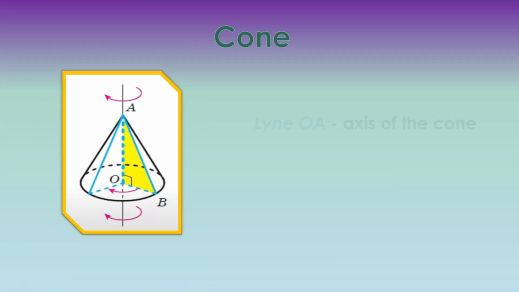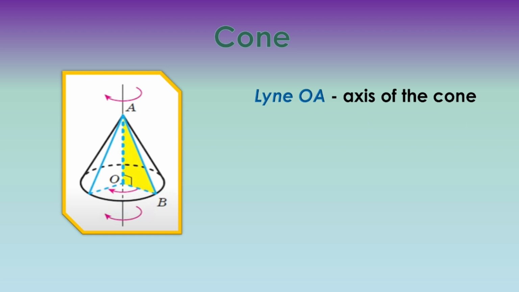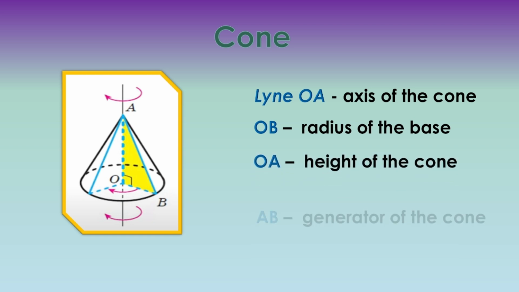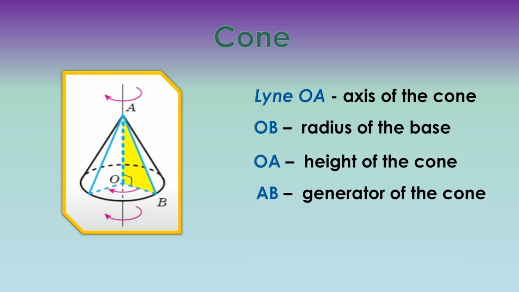The axis of a cone is a straight line that passes through the vertex of the cone and the center of its base. Here you see that the line OA is the axis of the cone. A cone has only one base, which is a circle. OB is the radius of the base. And pay attention that OA is also the height of the cone. The generator of a cone is a segment connecting the vertex of the cone to any point on its base circle. Here you see that AB is the generator of the cone.